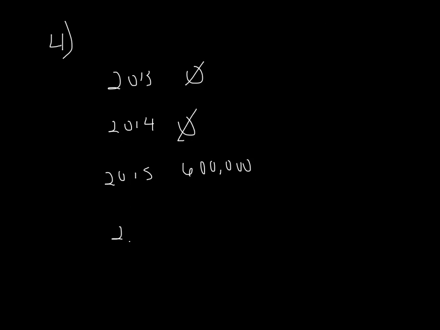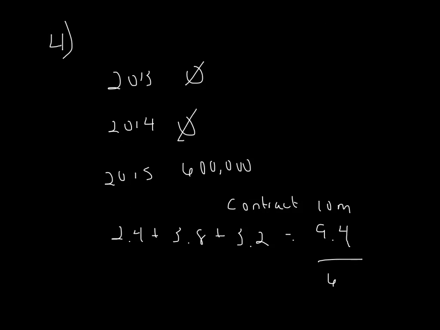So it was 2.4 plus 3.8 plus 3.2. Let's see what that adds up to. 2.4, we have 9.4. And the contract was 10. So we get our 600,000, which clearly agrees to how much we're recording as gross profit.